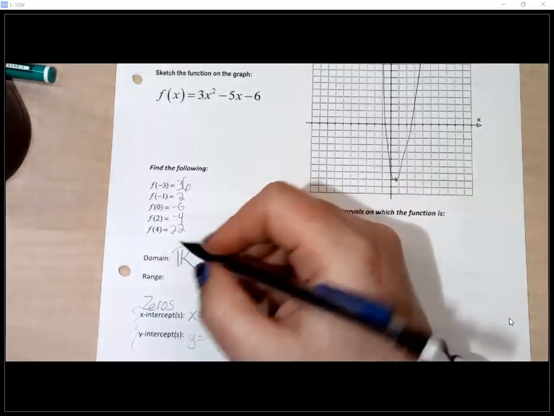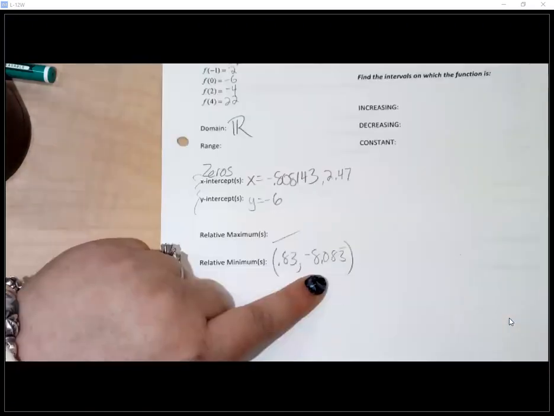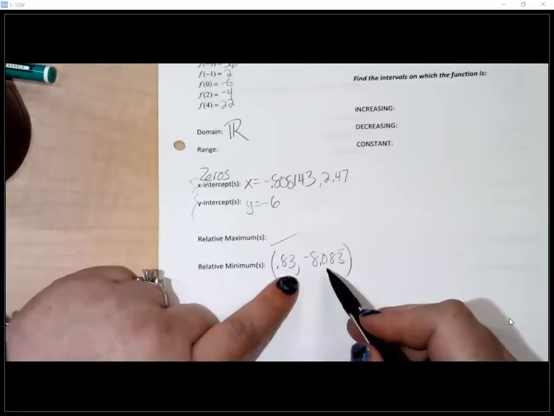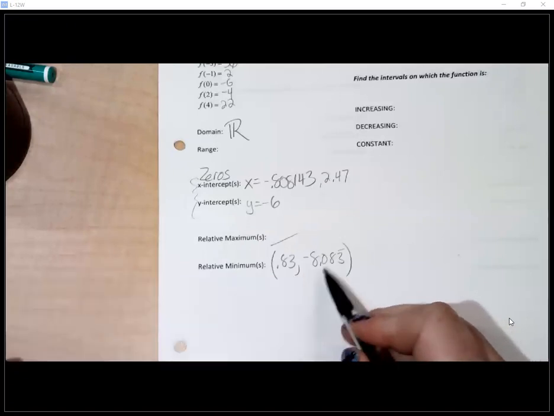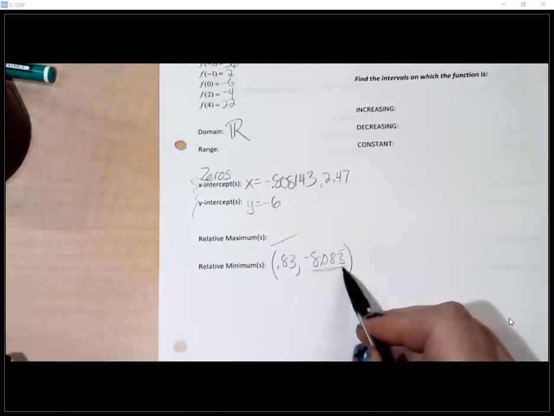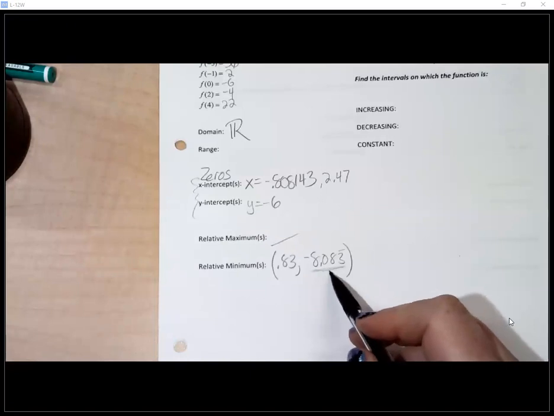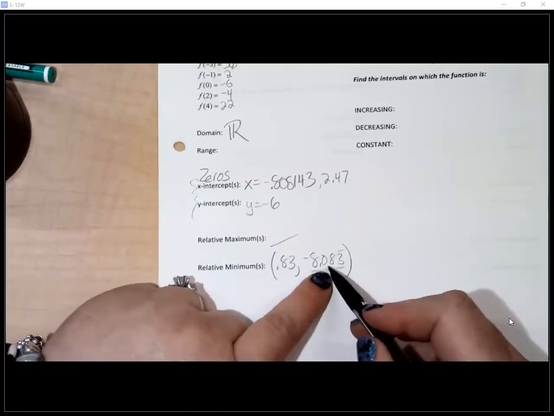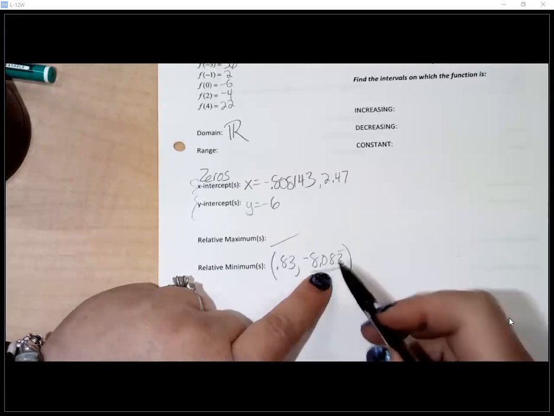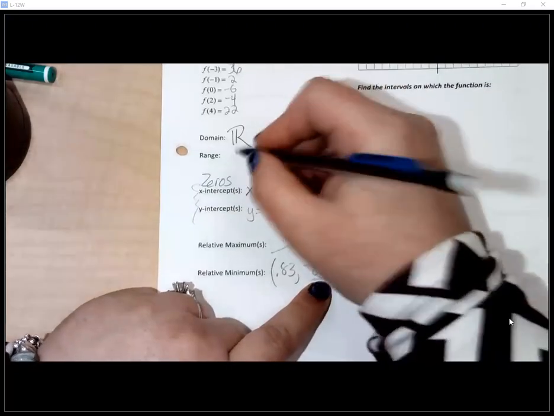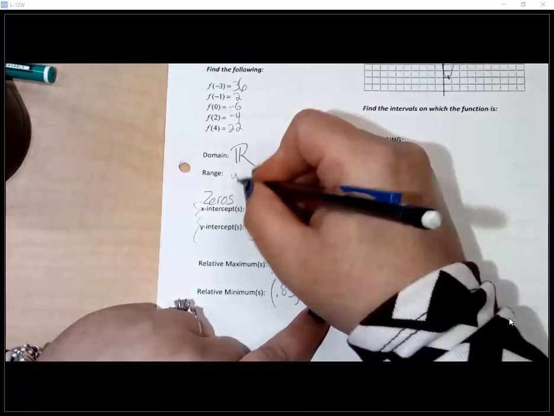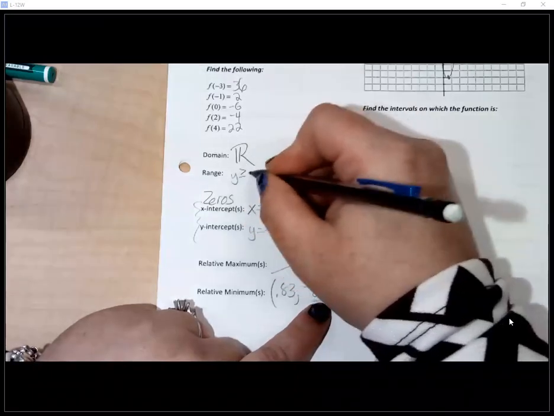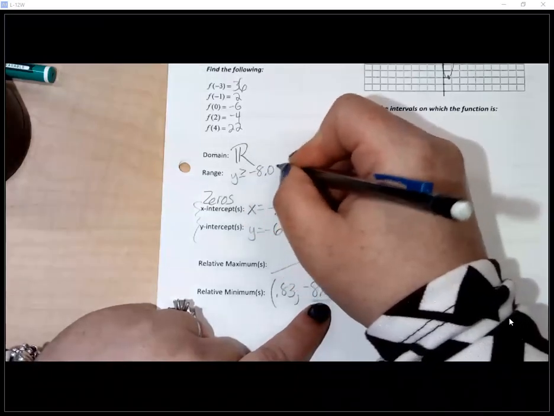Yes. So it's very important that we had our relative min there because this is the lowest Y value I ever get. And then I'll get everything above that. So my graph doesn't even start until I hit -8 point, however you rounded it. So my range is going to be that Y has to be greater than or equal to -8.083 repeating.